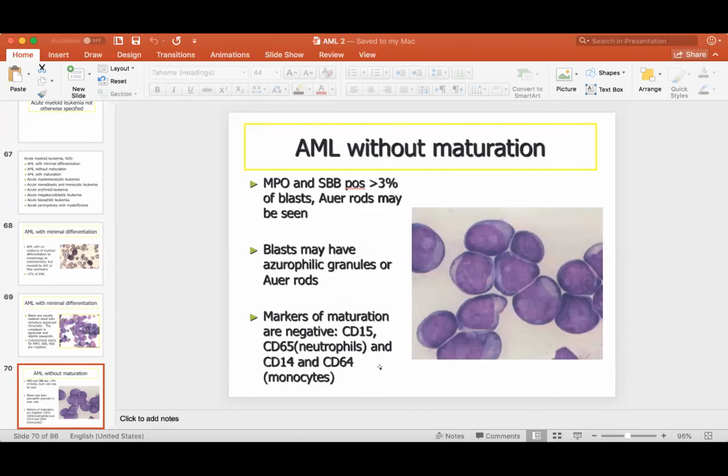Next is AML without maturation. Basically here you have blasts, and you don't see a lot of maturation, so you don't see neutrophils, eosinophils, and other mature cells. Most of what you see are the blasts only. You can see Auer rods in this case. And the markers for maturation are negative. So for neutrophilic maturation, CD15 and CD65, these markers are negative. And for monocytic maturation, CD14, for example, is negative.